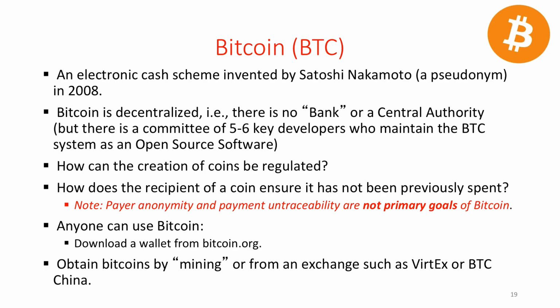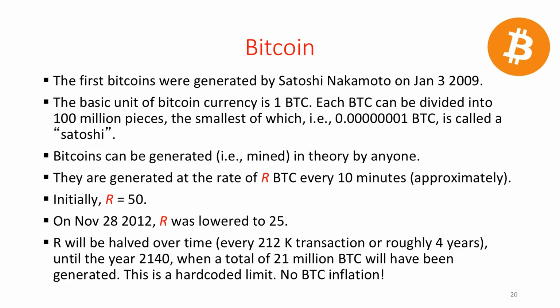So the question is how digital things can be regulated, and how you do all these things that paper money does, and how you can be sure that digital things, just a collection of bits, cannot be double spent or triple spent. And that was the ingenuity of this gentleman, Satoshi Nakamoto, which is Craig Wright or whoever it is. The basic unit of Bitcoin is 1 Bitcoin. It can be divided into any number of pieces, up to 100 million pieces.